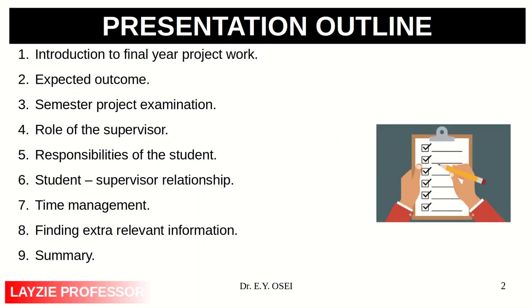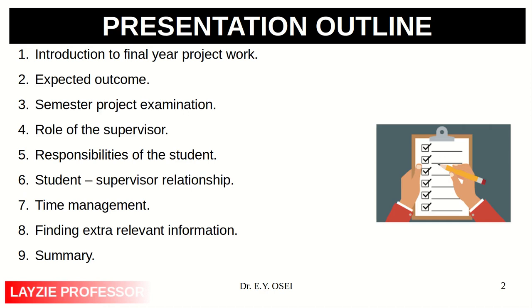And the presentation actually has the following outline. First, I'm going to talk about a brief introduction to what the final year project is all about. Then I would also talk about the expected outcome at the end of the project work, what is expected that you should have achieved. Then I'm also going to talk about the oral presentation or the oral examination that will have to be done at the end of each semester of the final year. Then I'm also going to talk about the role of the supervisor, the fact that the supervisor is there to help guide you through the project work.